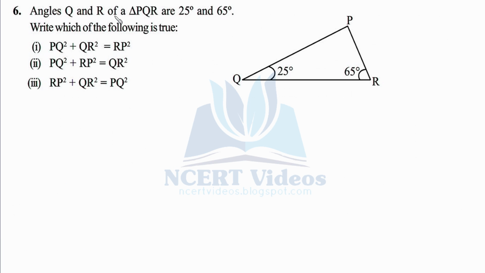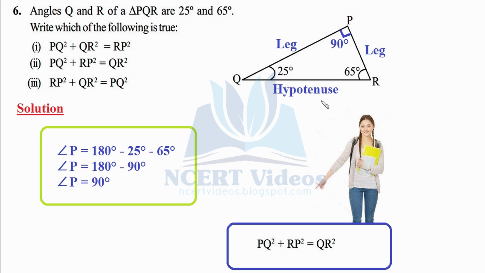Question 6. Angles Q and R of a triangle PQR are 25 degrees and 65 degrees. Now, write which of the following is true. PQ square plus QR square equals RP square. PQ square plus RP square gives you QR square, or RP square plus QR square gives you PQ square. This question can be solved with an elimination process.